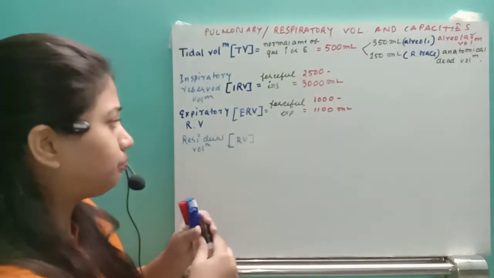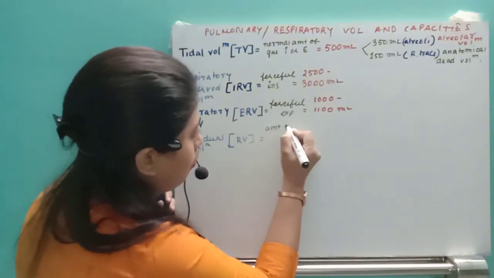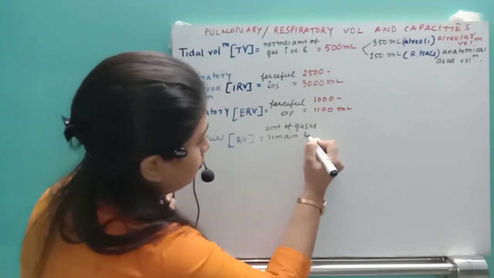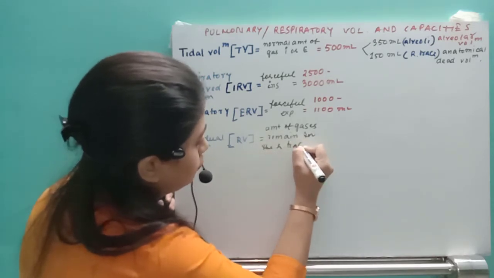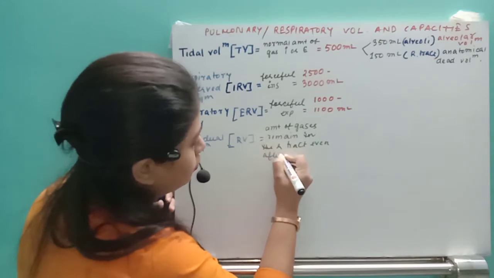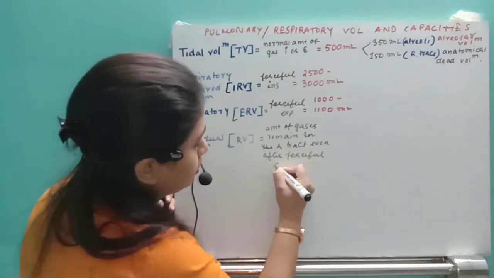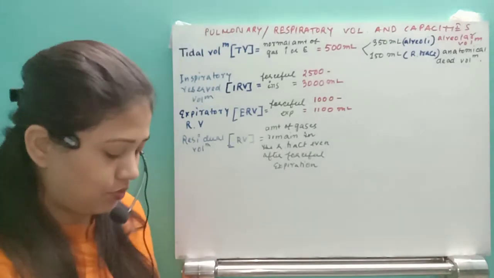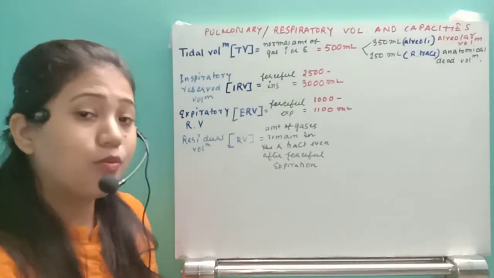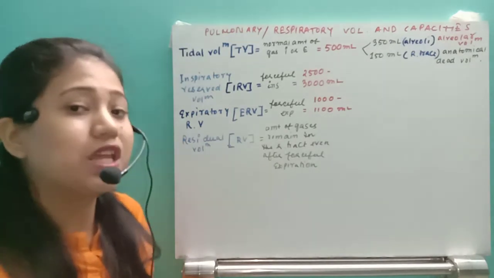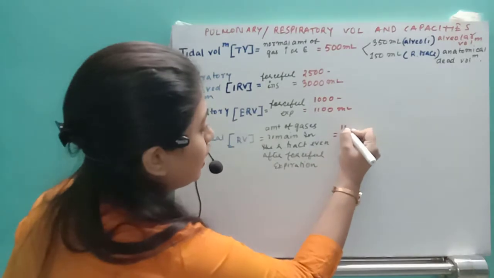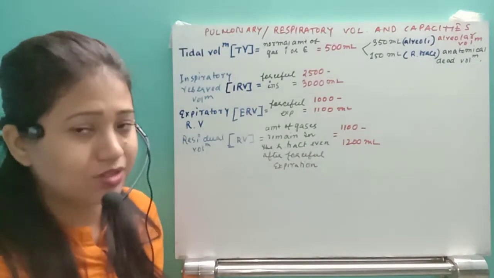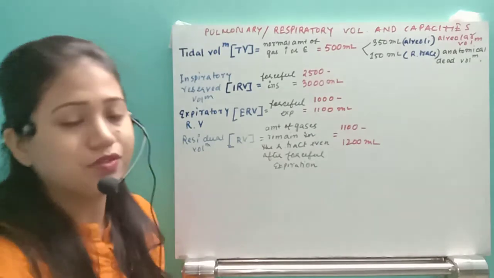What is that? That is the amount of gases that remain in the respiratory tract even after forceful expiration. So even after forceful expiration, the amount of gas that is present in the respiratory tract is known as the residual volume. How much gas remains inside the respiratory tract even after forceful expiration? That is around 1100 to 1200 ml.